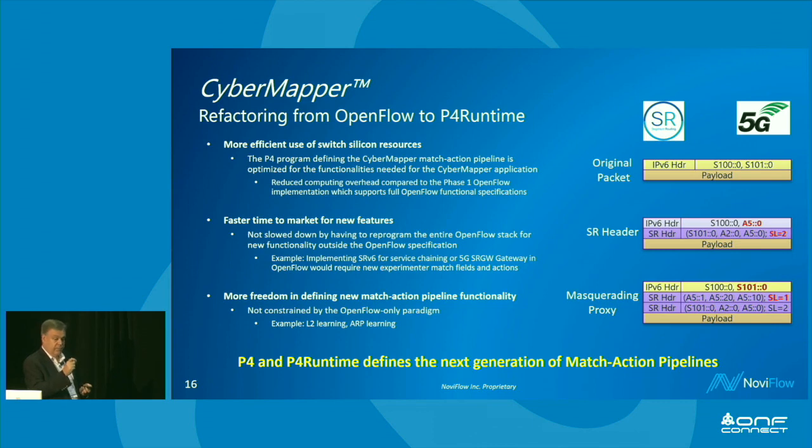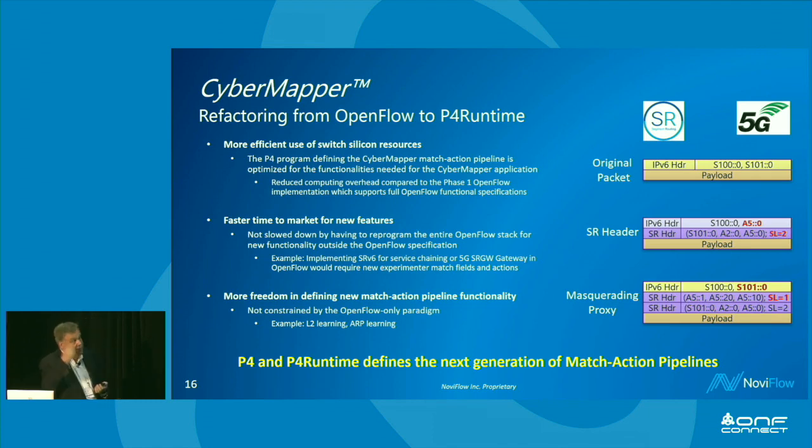CyberMapper now has a very specific P4 pipeline defined that doesn't have anything to do with OpenFlow. It's a match action, but it's not tied to OpenFlow. So what that means is that we're going to free up TCAM and SRAM resources. And why is that important? Well, that will give us more memory to do flow entries, wildcard and exact match.